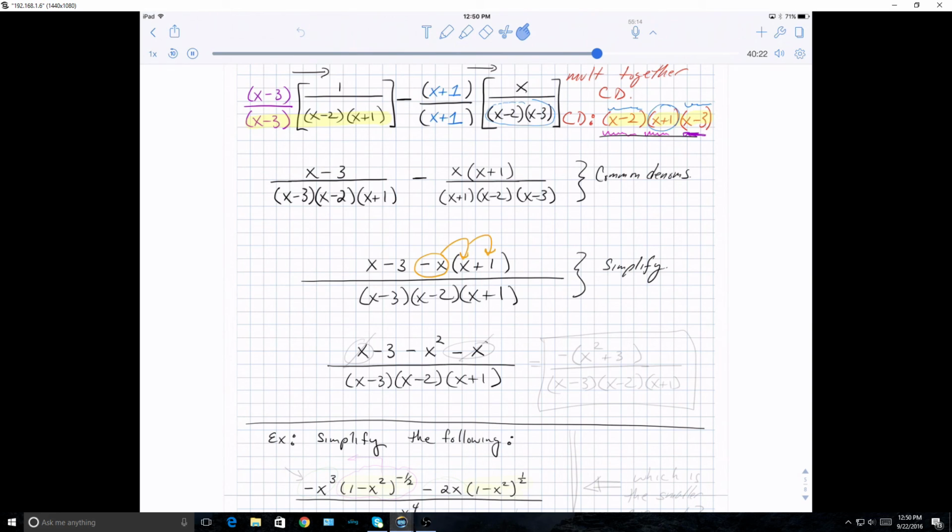And now if we see that there's opposites here, we can just factor out a negative and have x squared plus 3 in the numerator, and we have x minus 3 times the quantities x minus 2 and x plus 1. I'll let you figure out what the domain here is for this.